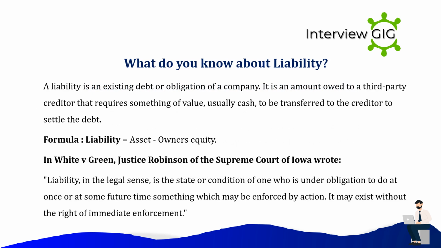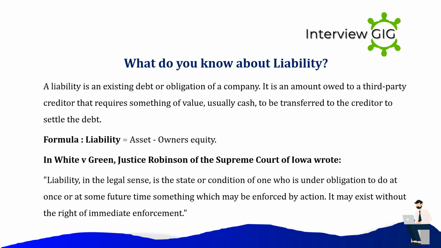What do you know about liability? A liability is an existing debt or obligation of a company. It is an amount owed to a third-party creditor that requires something of value, usually cash, to be transferred to the creditor to settle the debt. Liability equals assets minus owner's equity.